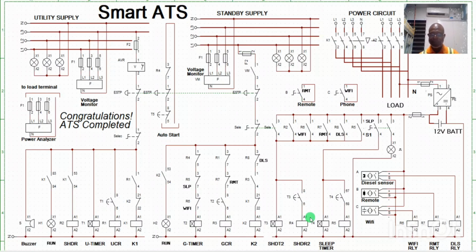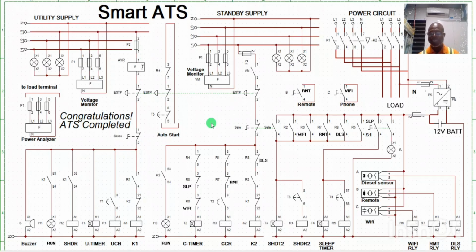Then here now is our remote and the Wi-Fi system that was enabled. We integrated Wi-Fi and the remote system into the ATS so they can remotely control the ATS. You can also control via your mobile phone using a Wi-Fi system. All right, so when you take a look at this logic, it looks complex, right? It's not a complex design.